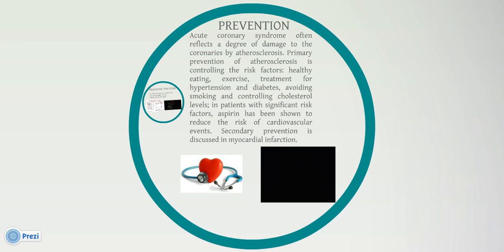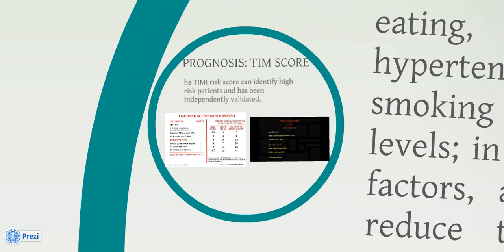Prevention. Acute coronary syndrome often reflects a degree of damage to the coronaries by atherosclerosis. Primary prevention of atherosclerosis is controlling the risk factors: healthy eating, exercise, treatment for hypertension and diabetes, avoiding smoking, and controlling cholesterol levels. In patients with significant risk factors, aspirin has been shown to reduce the risk of cardiovascular events. Secondary prevention is discussed in myocardial infarction.